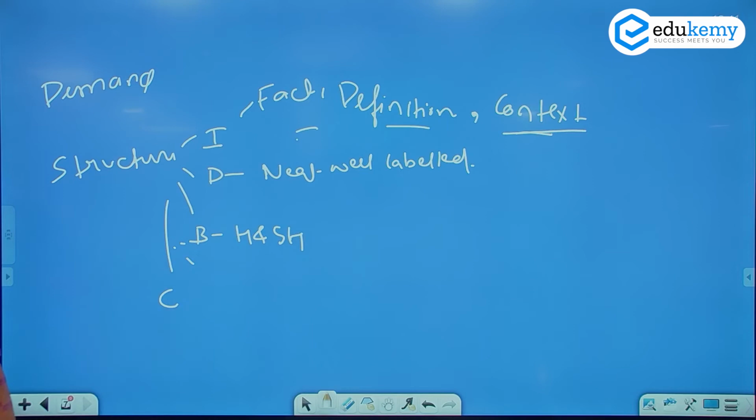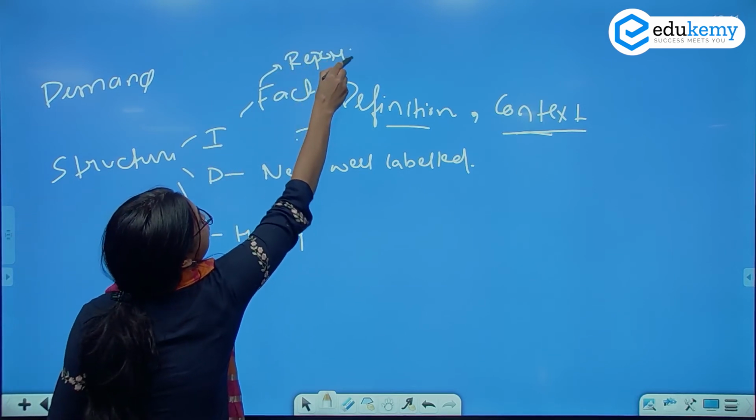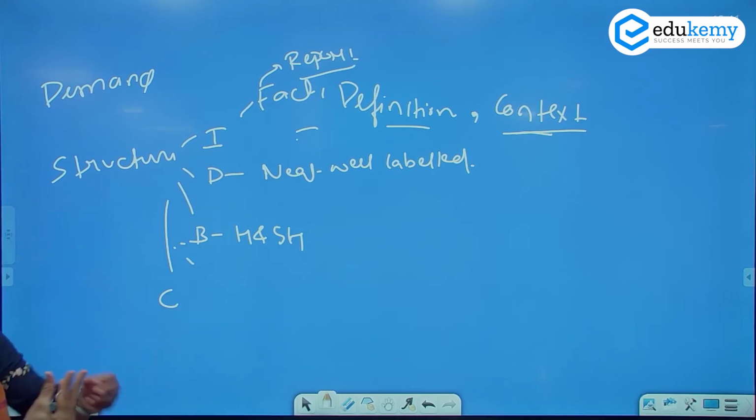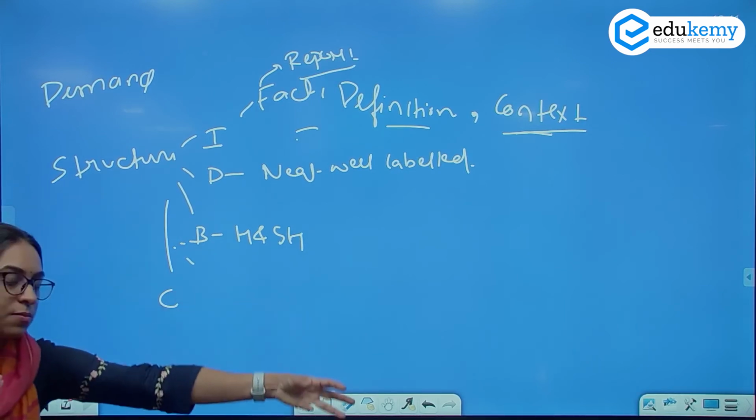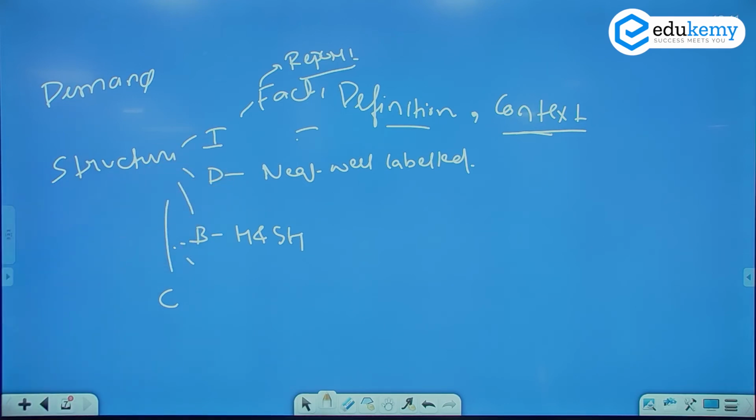Fact you बता रहे हो, तो report क्या है? Report is a source. नेशनल फैमिली हेल्थ सर्वे के हिसाब से ये लिंक है, WHO रिपोर्ट के हिसाब से ये लिंक है. So report is the source. When you are writing a fact, support it with the report. So these are the 3 types of introduction.